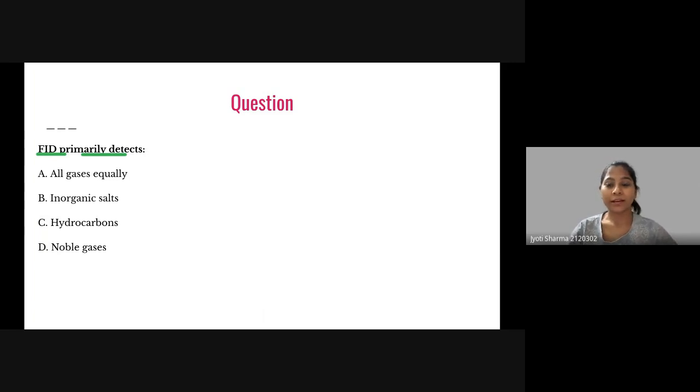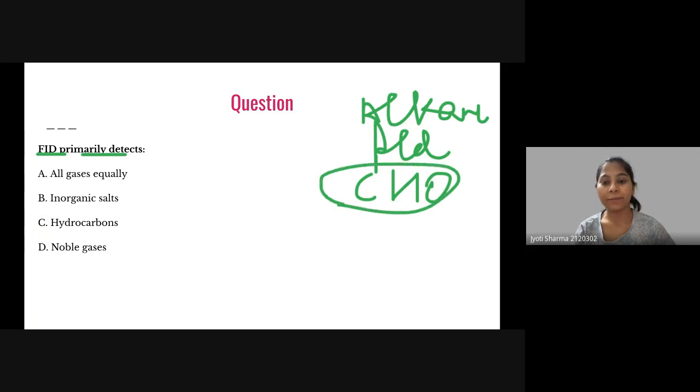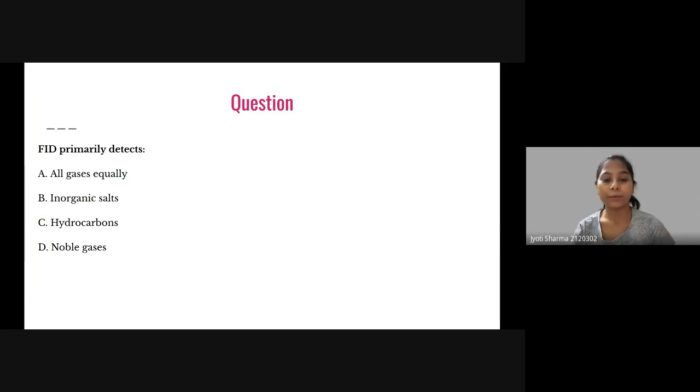When we use the FID detector, FID is mostly used for hydrocarbons. So whenever you have any alkane or even an aldehyde, something that has C, H, O, right? Then to detect these kinds of chemicals, we use the detector that is FID. So yeah, C answer is the right one, that is the hydrocarbon.